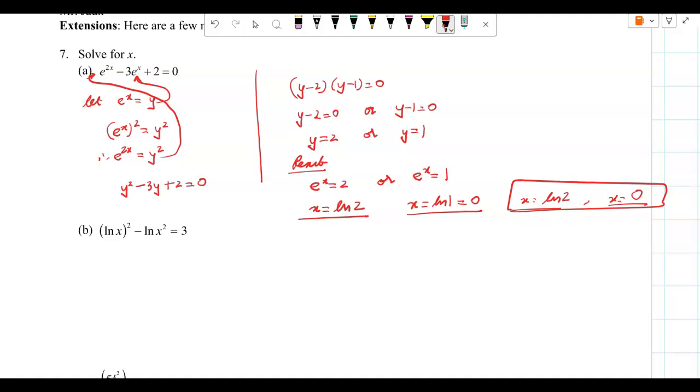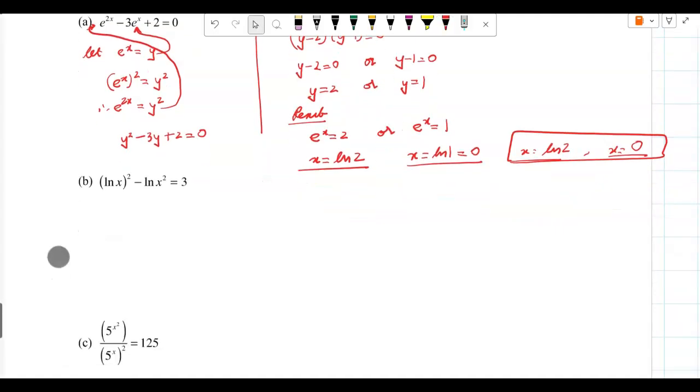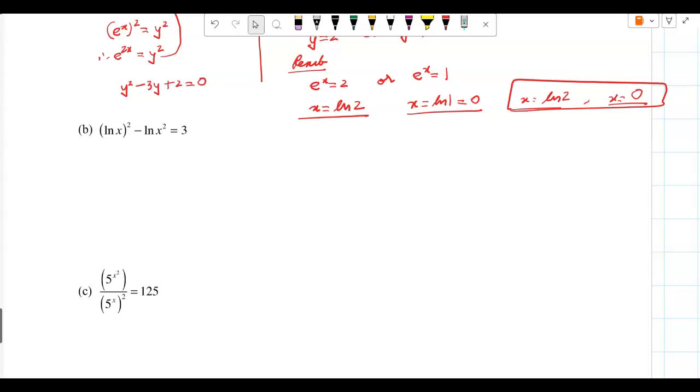Weird. Next one. Would you do the same thing? Important again. What is repeating? ln x squared. So (ln x)² minus 2 ln x is equal to 3. Now let ln x be equal to y. So what will this become? y squared, y squared is equal to.